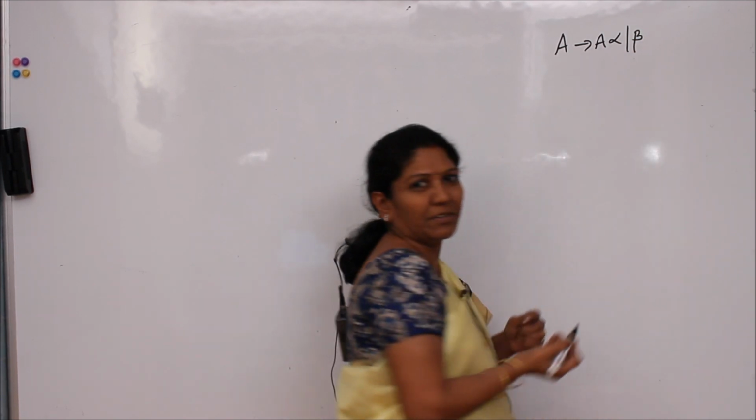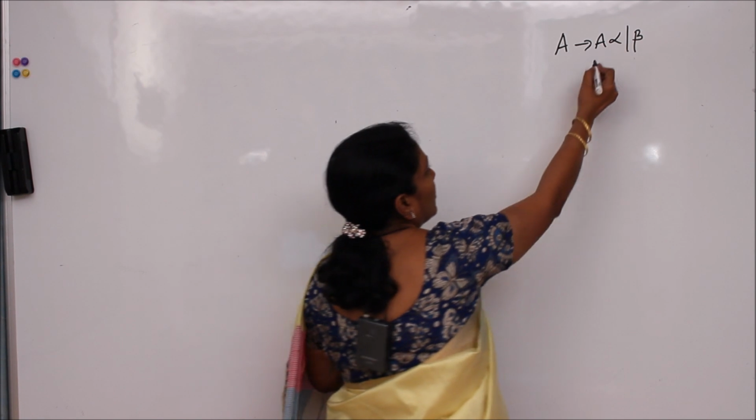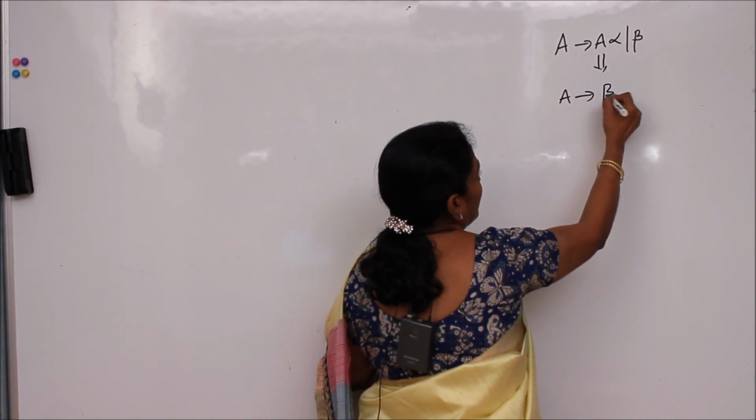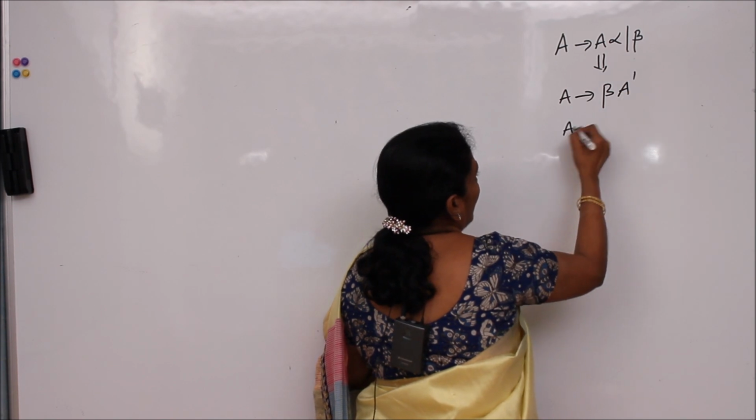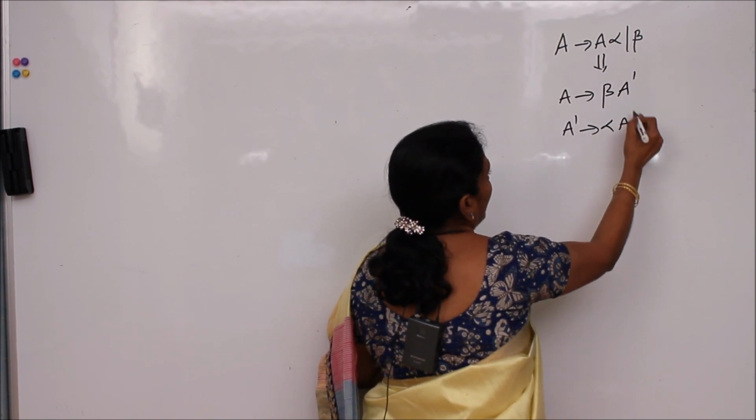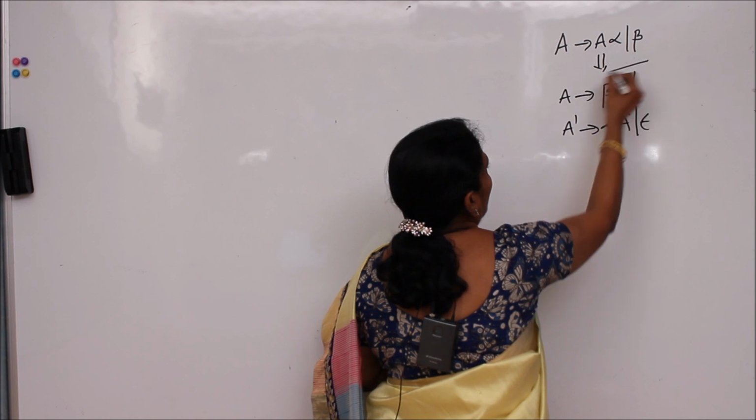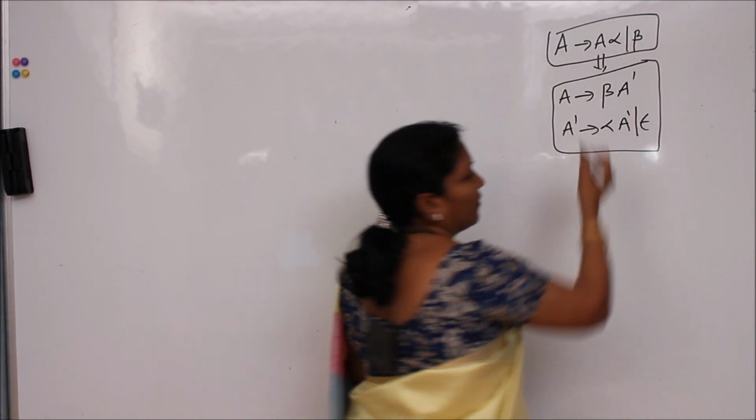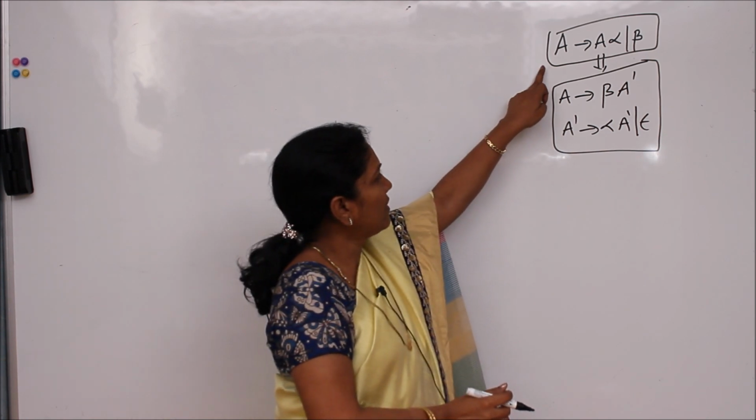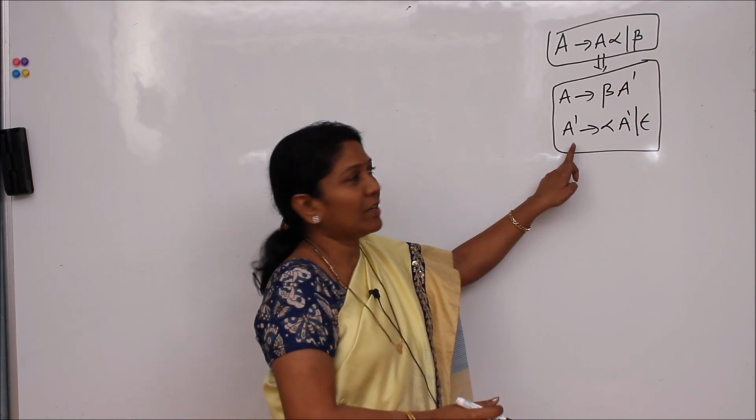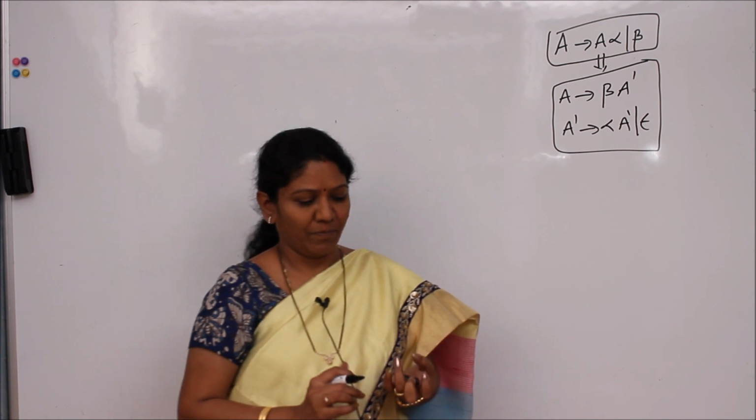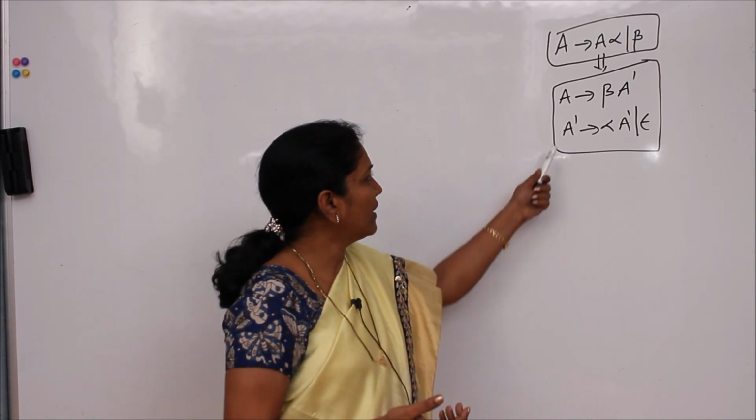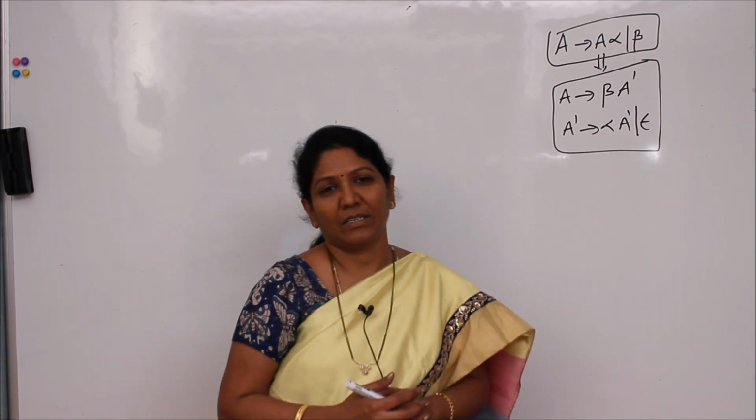Whenever there is a left recursion like this, to eliminate the left recursion, you rewrite the grammar like this: beta A dash, A dash to alpha A dash or epsilon. Remember, you can consider this as a formula. Whenever there is a left recursion like this, the equivalent without left recursion can be given like this. So before using this formula, let us try to understand how we get this equivalent without left recursion.